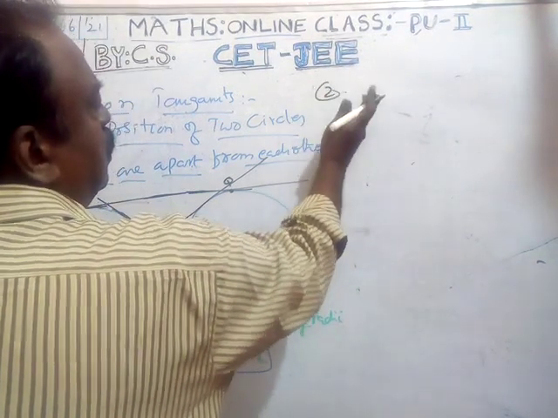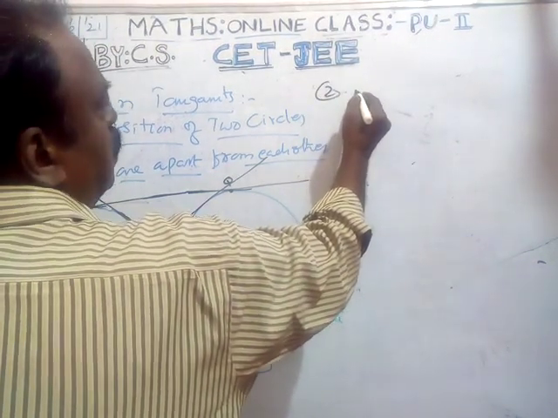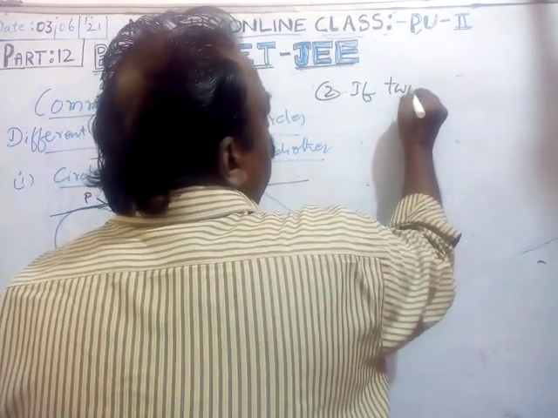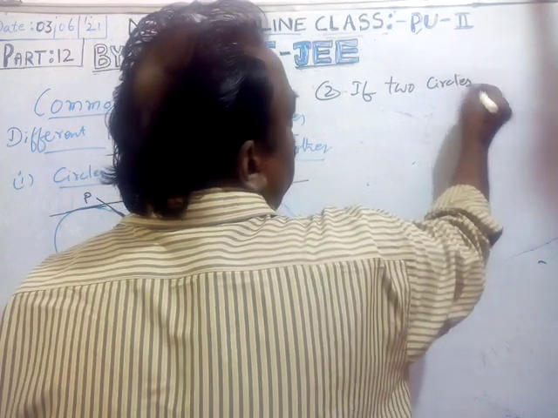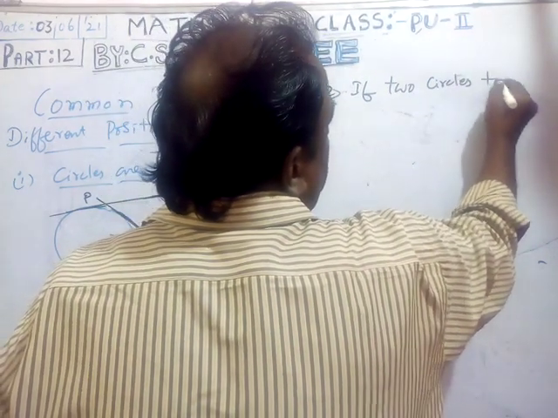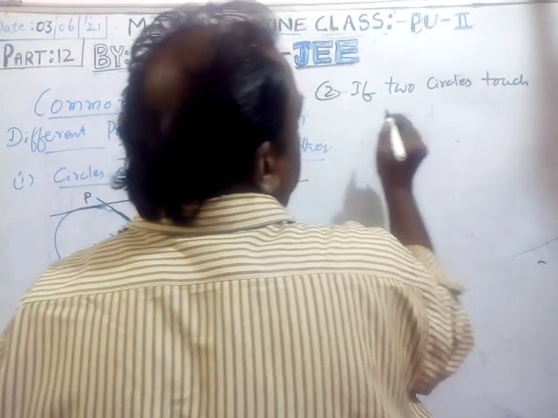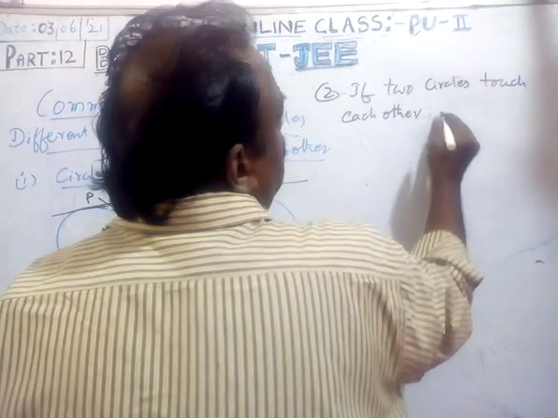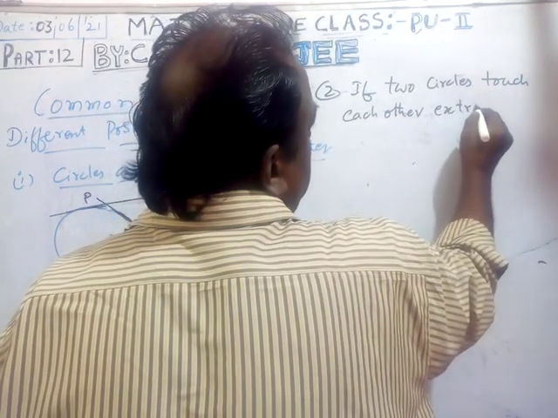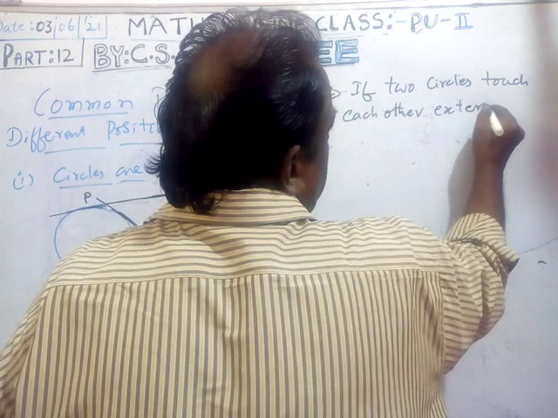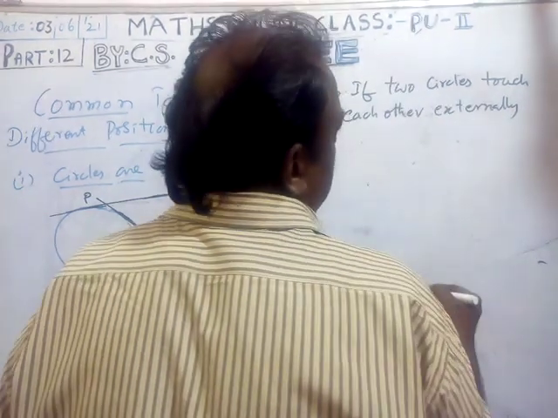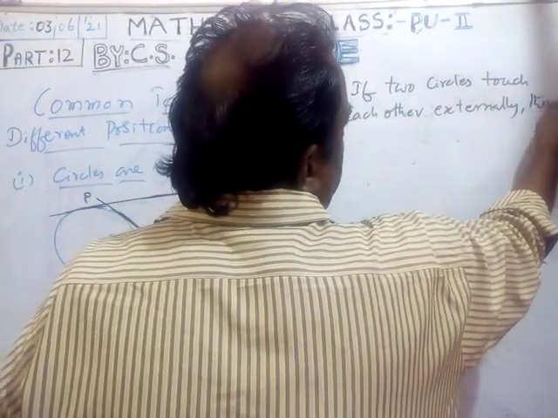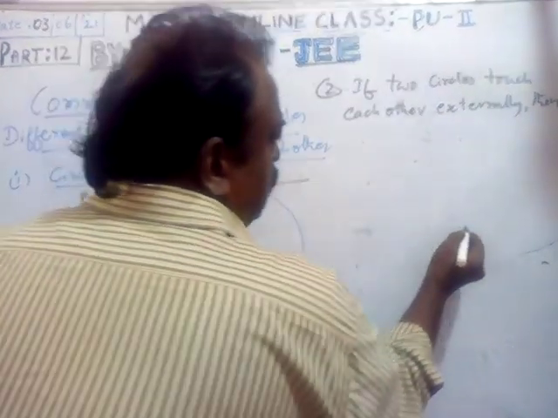Position two: if two circles touch each other externally, then only I am writing that. We will see the result.